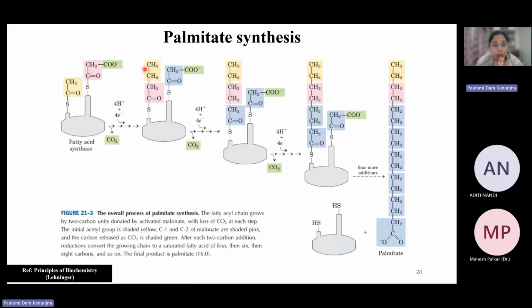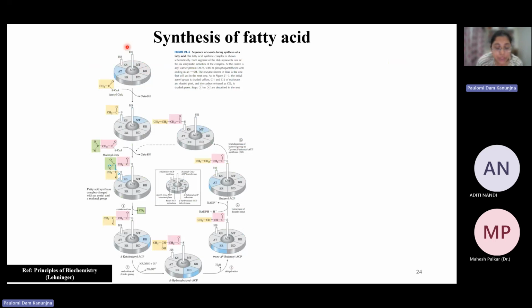Okay, so at each point, as you can see, what you need to quickly look into is this blue colored part. Wherever you see blue, that enzyme is what is active in that step. So first is this, then this, then this, then this, then this.